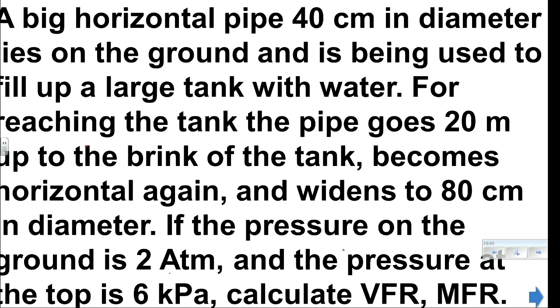A big horizontal pipe has a certain diameter, and then it bends and goes 20 meters up, widens up, and we know pressure here, we know pressure there. We need to calculate basically speed. If we know speed, we can calculate volume flow rate, we can calculate mass flow rate.